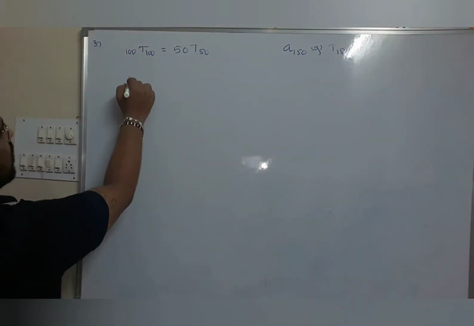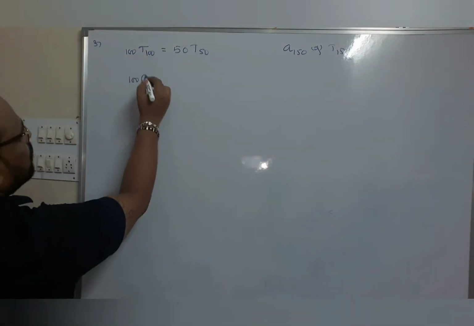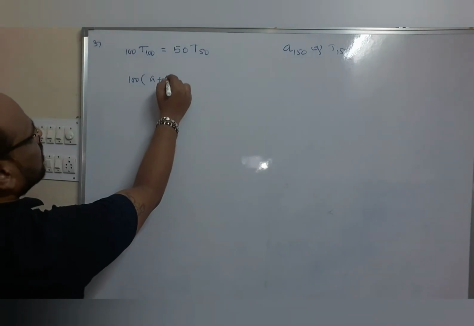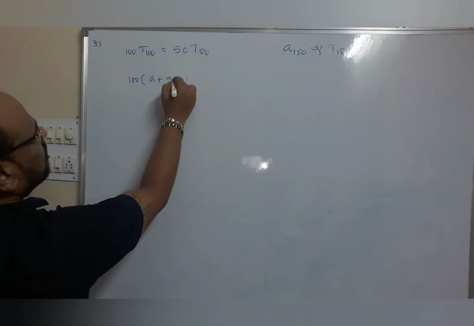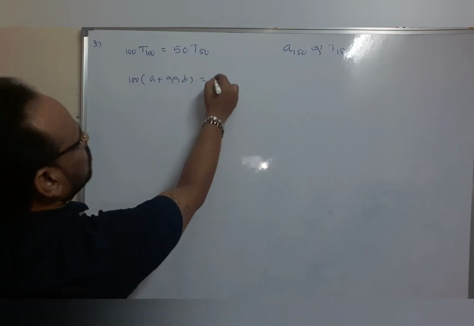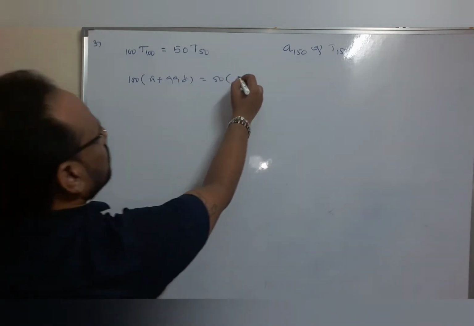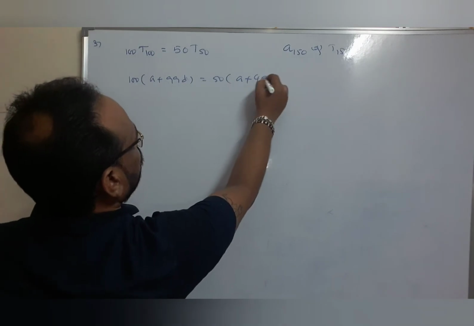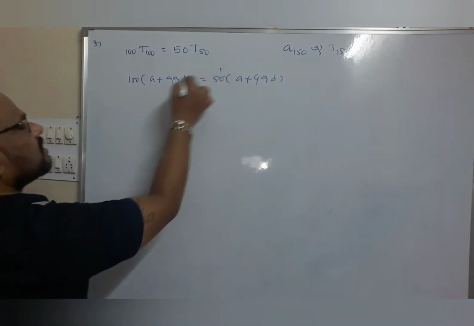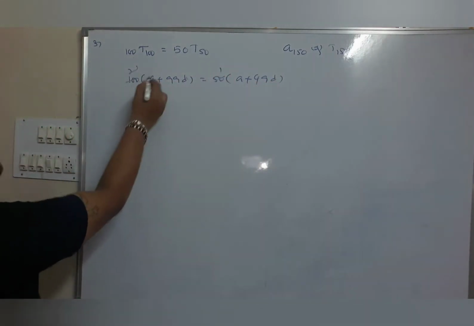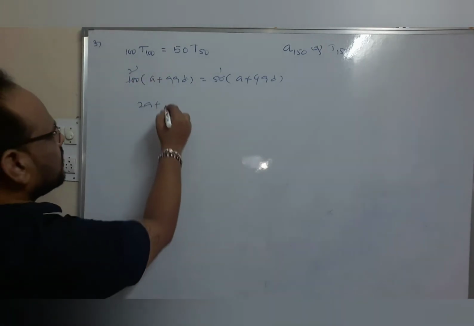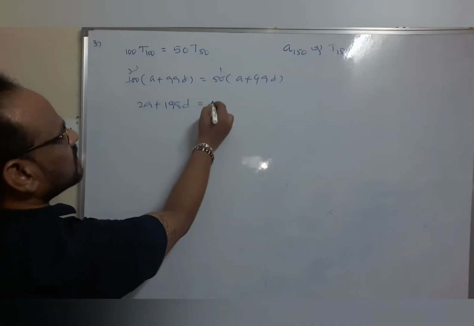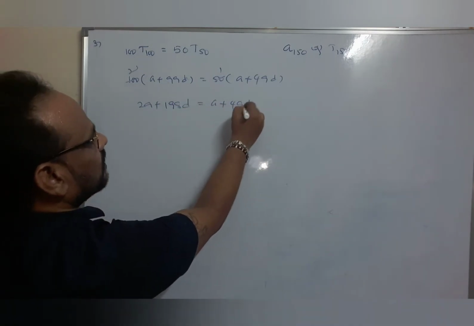That is equal to 100 into A plus 100 minus 1 into D. That is nothing but 99D is equal to 50 into... T50 means A plus 50 minus 1, 49D. 50 ones are 50, 50 twos are 2 into A, 2A plus 2 into 99, 198D is equal to A plus 49D.